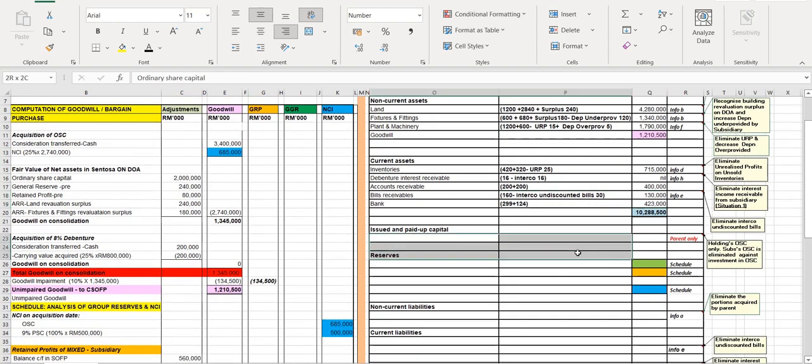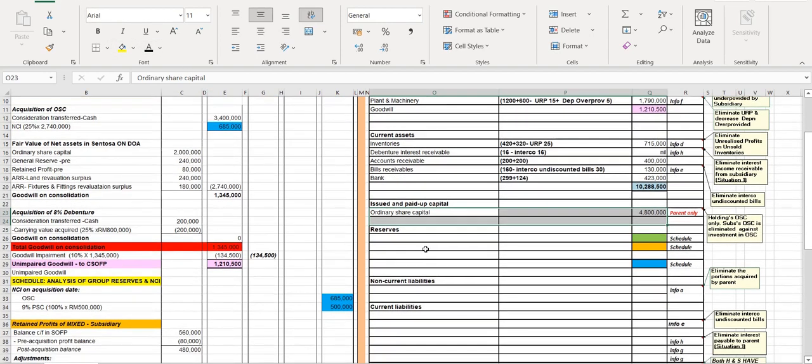For the issued and paid up capital, you will show just the one ordinary shares. The preference shares are being eliminated because they were not acquired by the parent. They are all belonging to the non-controlling interest. So the preference shares are here, actually, here in this non-controlling interest column.